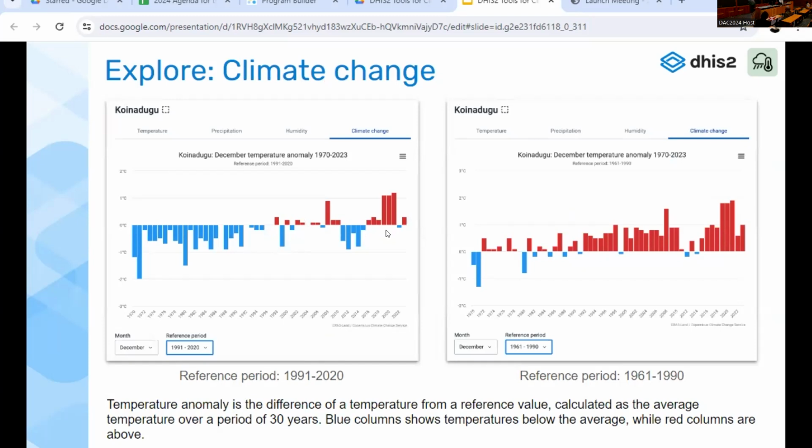color, but the reason we have the blue ones is that it's colder than normal, and the red ones are warmer than normal. So the 0 line here is the normal temperature for that month, the 30 years average, and then each bar shows if the temperature for that particular year was below or above that normal.